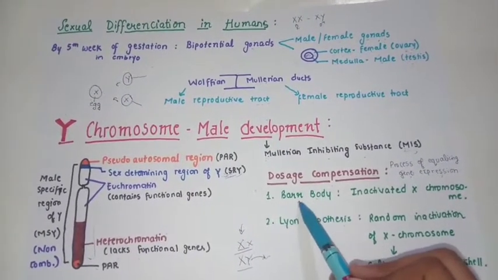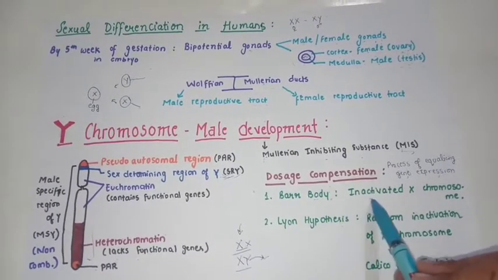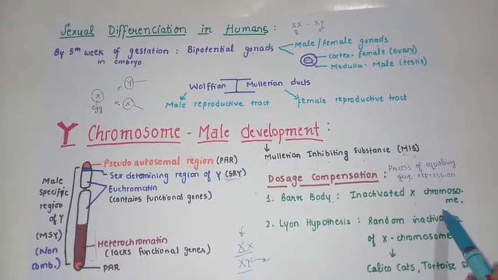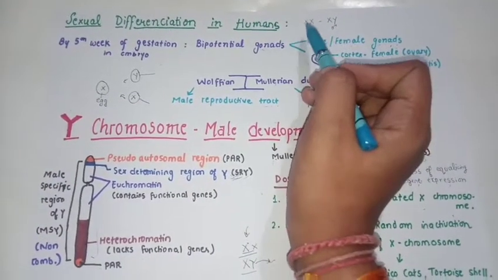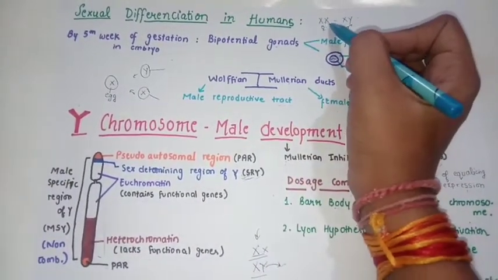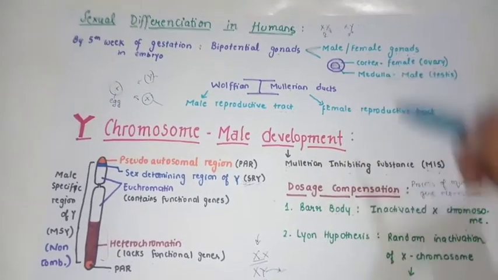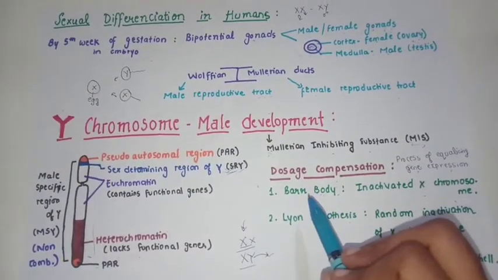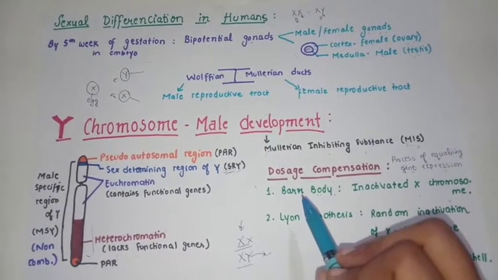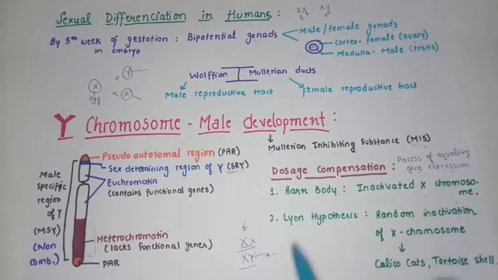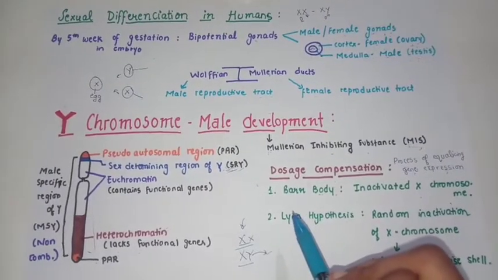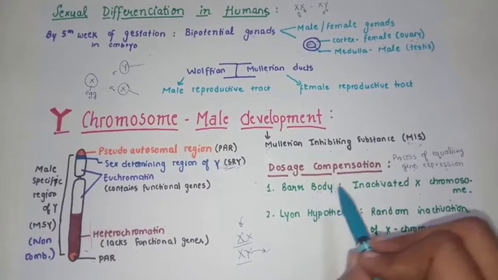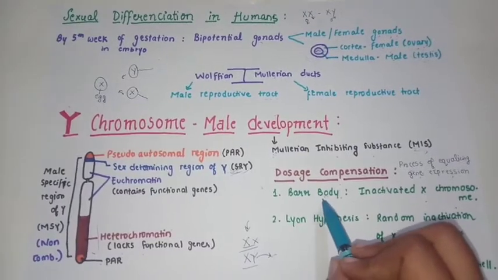So first of all, we must know what is Barr body. Barr body is an inactivated X chromosome. In female, we know that there are two X chromosomes, but one X chromosome is inactivated. Barr body is a condensed structure present in the nuclear envelope that stains with certain dyes, that stains DNA of the cell. So it is present just in females.